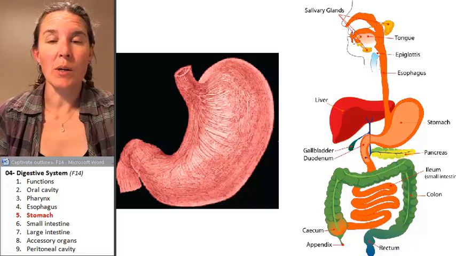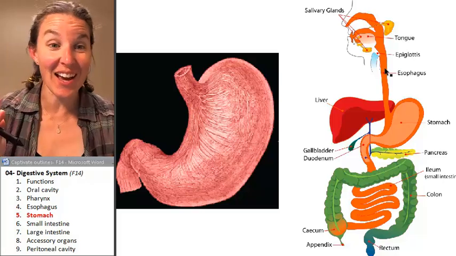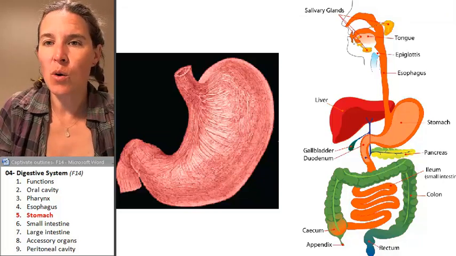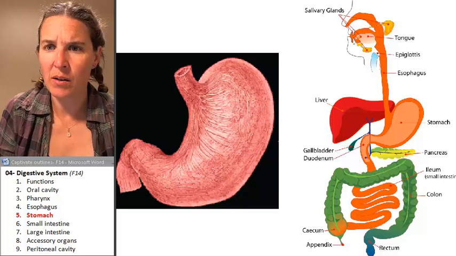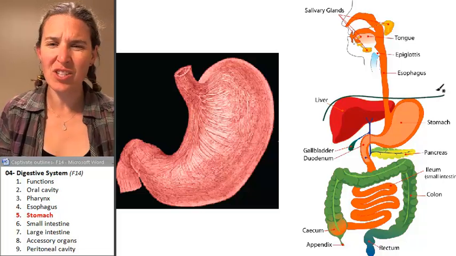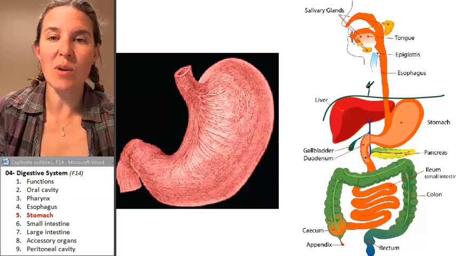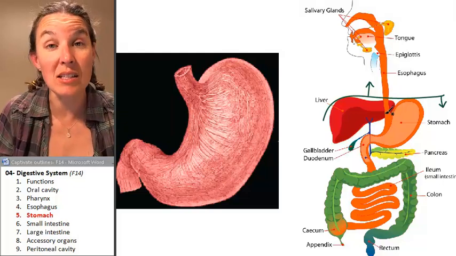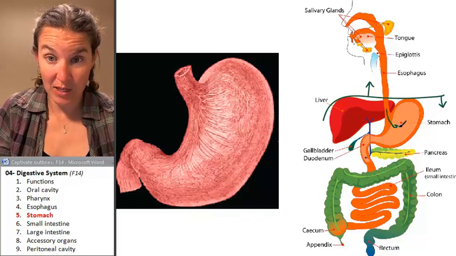Into the stomach we go. Now, I threw on my big picture of your entire digestive tube just so you could remember where you are. This right here is the thoracic cavity, and this is the abdominal cavity. This is not to scale. By the time our esophagus travels into the abdominal cavity, we can enter the next space, which is the stomach.